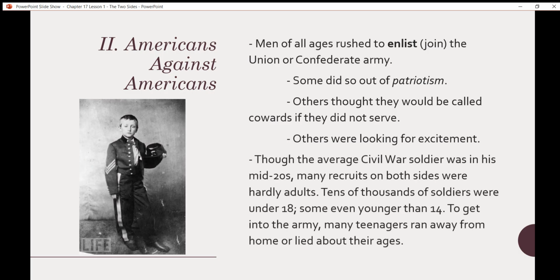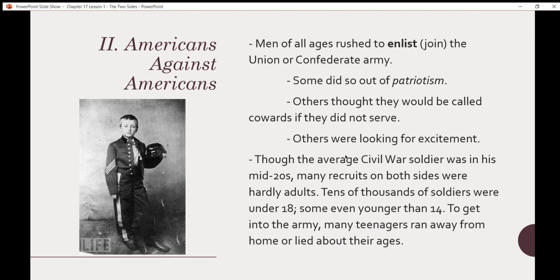Though the average Civil War soldier was in his mid-20s, many recruits on both sides were hardly even adults. Tens of thousands of soldiers were under the age of 18, some of them even younger than 14. To get into the army, many teenagers ran away from home or lied about their ages.